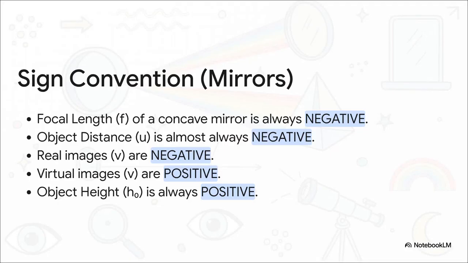Okay, here's the absolute easiest way to remember this. Just picture the mirror's pole as the center, the 0, 0 point on a graph. Anything measured to the left is negative, and anything to the right is positive. Simple, right? So since we always place the object on the left, u is going to be negative. For a concave mirror, the focus is also on the left, so its f is negative. A real image forms on the left, so its v is negative. But a virtual image forms behind the mirror, to the right, so its v is positive.